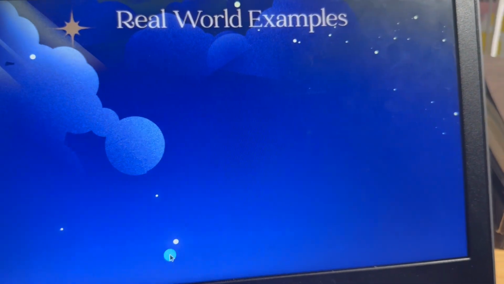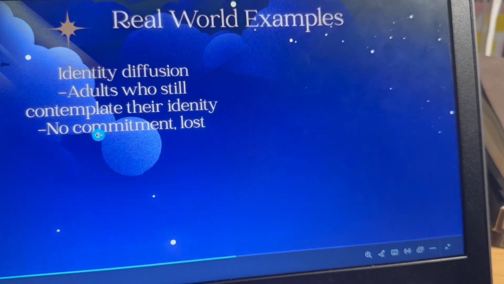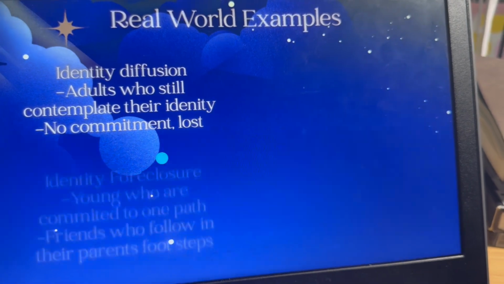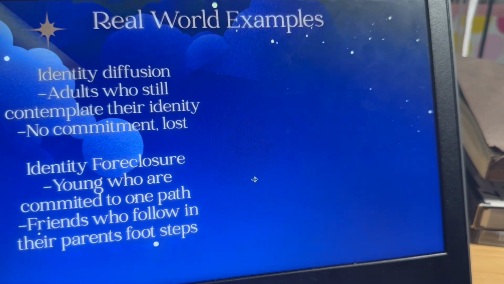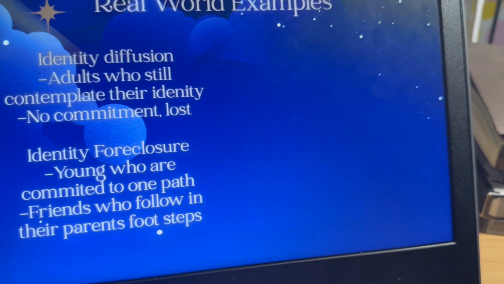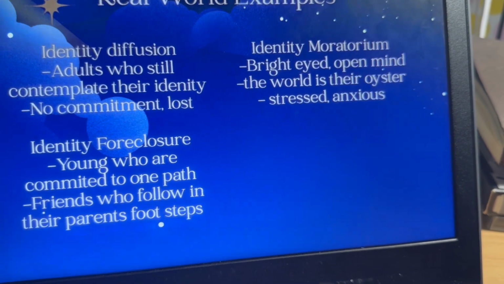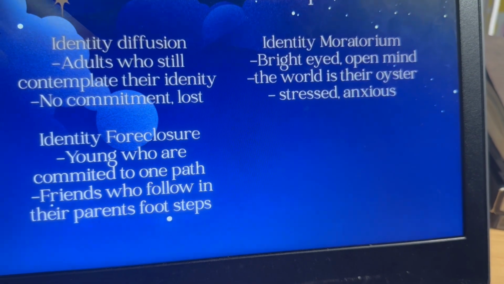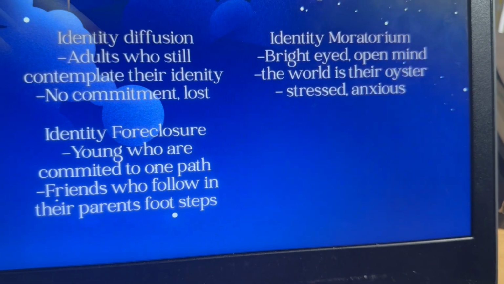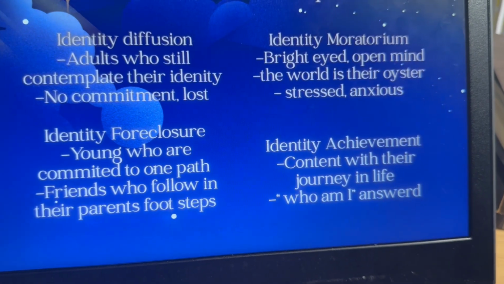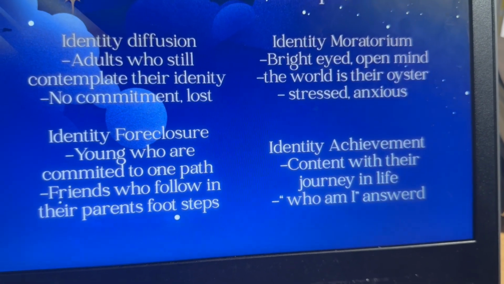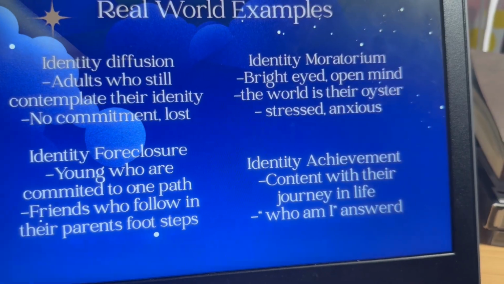More specifically, I have seen these statuses in effect with identity diffusion, adults who still contemplate their identity, no commitment, they're kind of lost; identity foreclosure, young people who are still committed to one path, they haven't really deviated from the set path by their parents; and identity moratorium, bright-eyed individuals, open-minded, the world is their oyster, but they can often be stressed out and anxious because there's so many paths they can take. And then identity achievement, personally, I've never met anyone with this, people who are content with their life, and who've answered the question, who am I?